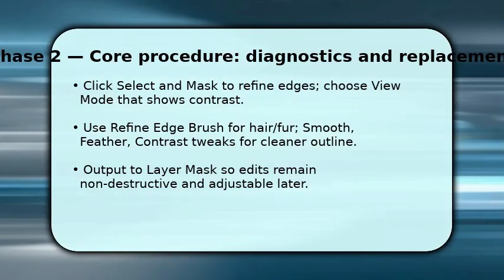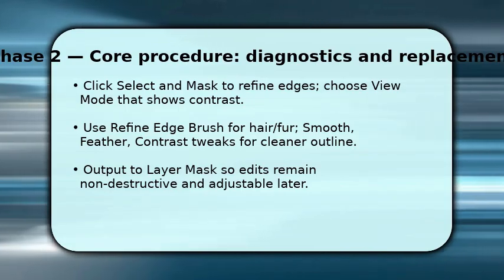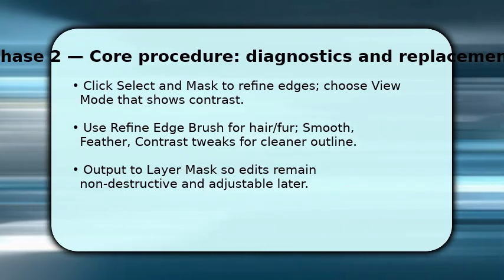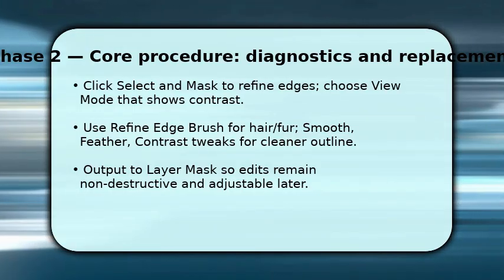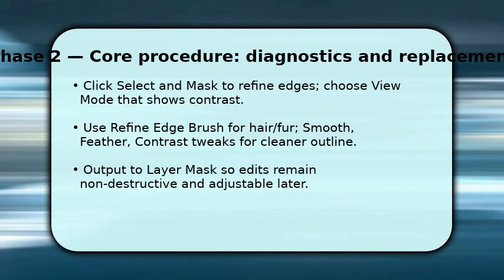Now you refine the selection in Select and Mask. Pick a view mode like on black or on white to judge edges. Use the Refine Edge brush over hair, fur, or soft transitions because it samples nearby pixels and creates smoother borders. Adjust smooth, feather, and contrast sliders to remove jagged pixels or haloing. Make small moves, then preview. Finally, output your result to a layer mask so you can fine-tune or repaint edges without losing pixels.